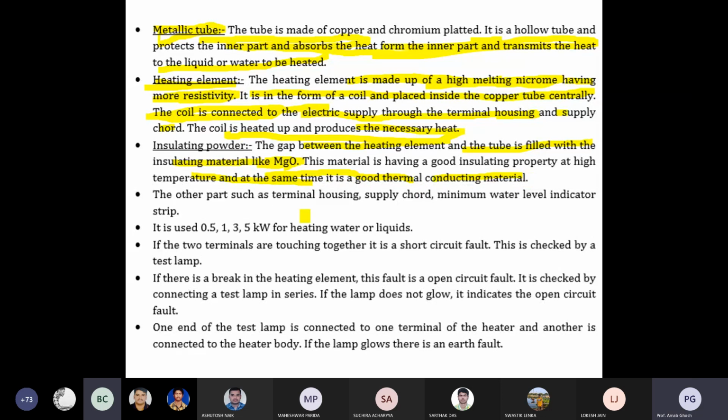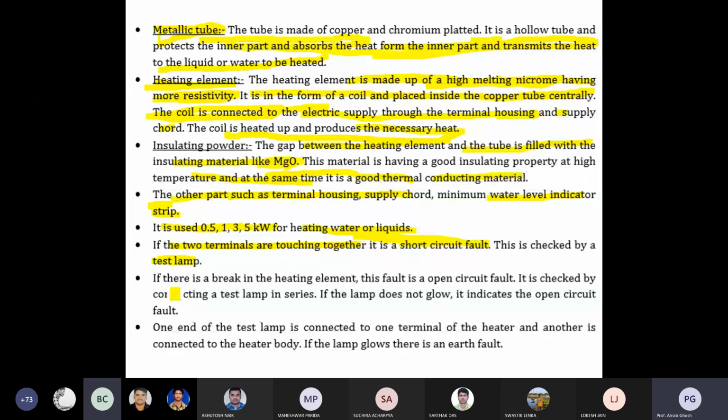The other parts, such as the terminal housing, supply cord, and minimum water level indicator strip, are all important features. It is used in 0.5, 1, 3, 5 kilowatt ratings for heating water or liquid. You know the different operations of the geyser; similar kinds of options are there. If the two terminals are touching together, a short circuit may be caused, and that can be a fault. This is checked by the test lamp.